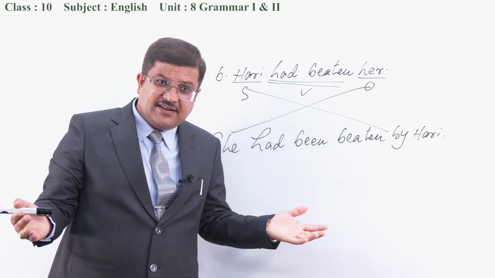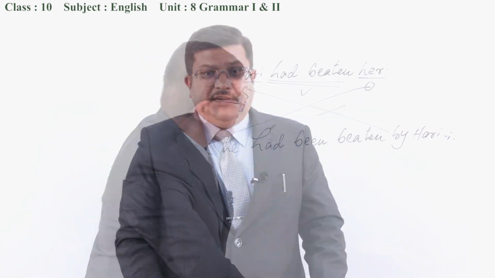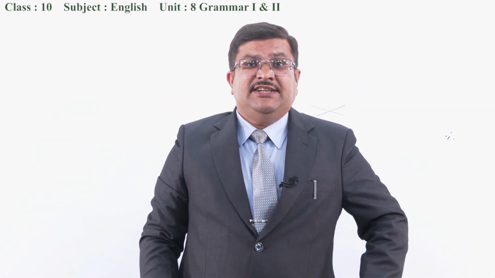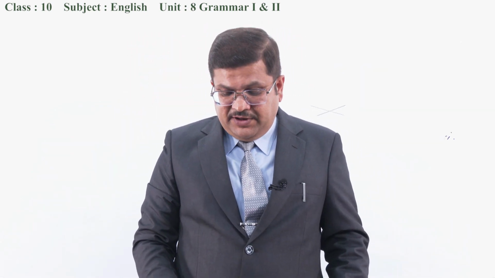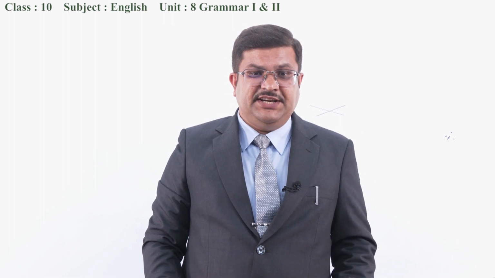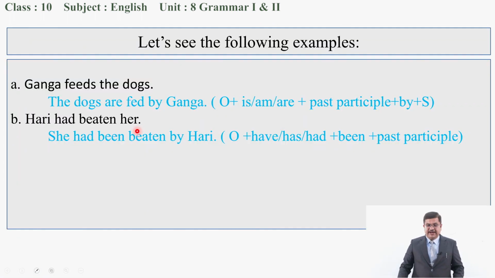Is that clear? Very good. In the similar way, dear students, we may have a lot of other examples as well. I have told you when the sentence is in subject with had plus past participle with object, it changes into object with have, has, had, with been, with past participle. That's why she had been beaten by Hari.